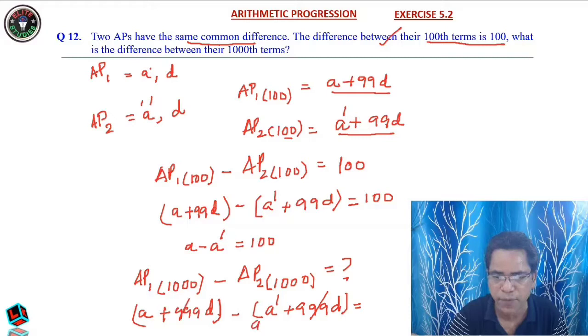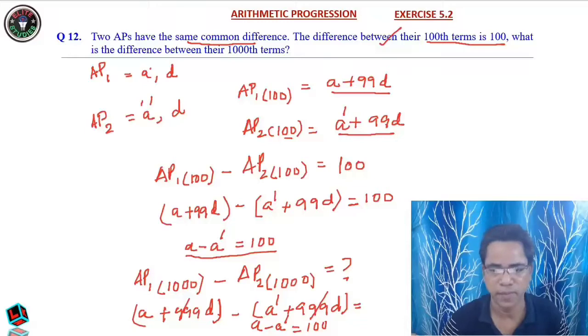You see, we are left with a minus a dash, and we got the value of a minus a dash is equal to 100. So here also the required answer is 100. Okay, dear students, I hope you have understood. Now let us see the fresh solution.